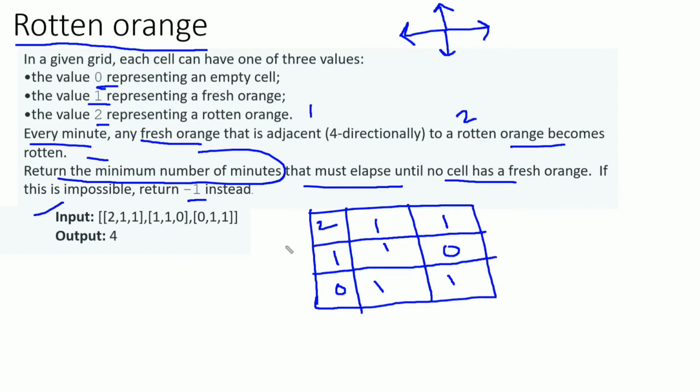We need to start the traversal of the matrix from the location having value 2, because from that location only we need to traverse its adjacent cell locations, and if we find that an adjacent cell location contains value 1, then we need to convert it to value 2, because our task is to convert the fresh orange to a rotten orange.